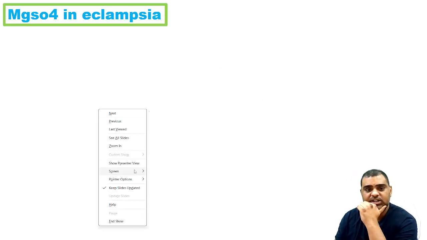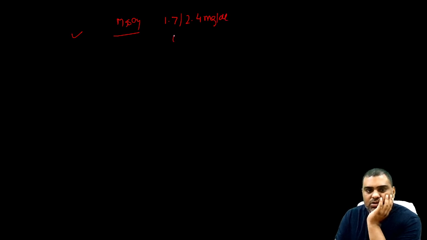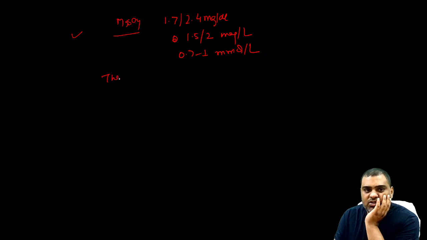So this is MgSO4. I have told you everything about it. One more thing that is left is the normal value of MgSO4: 1.7 to 2.4 mg per dl, or 1.5 to 2 milliequivalent per liter, or 0.7 to 1 millimoles per liter. Then if they ask you what the therapeutic value is, that is the value in blood to deal with preeclampsia and eclampsia, it is 4 to 7 milliequivalent per liter.